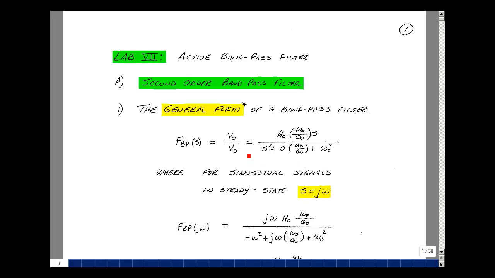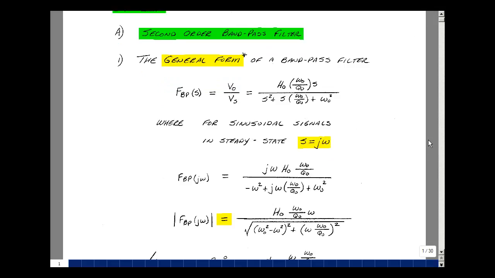So we have a transfer function, in our particular case an output over an input voltage, and that's equal to some H naught omega naught over Q naught times s over s squared plus s times omega naught over Q naught plus omega naught squared. Now for sinusoidal signals, s is equal to j omega, so we could substitute that back in for s.